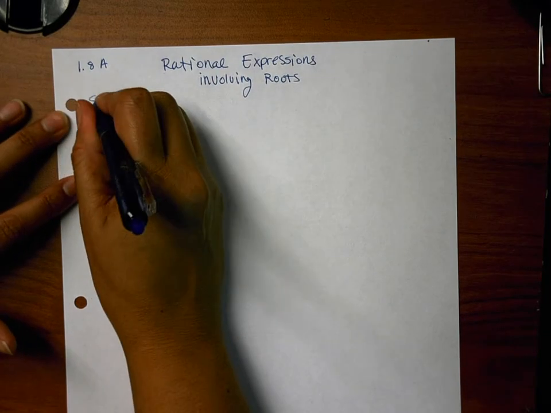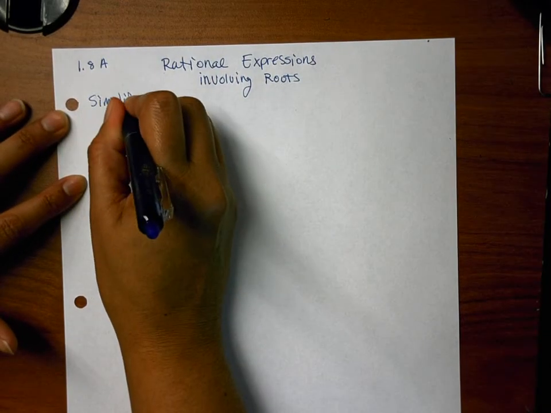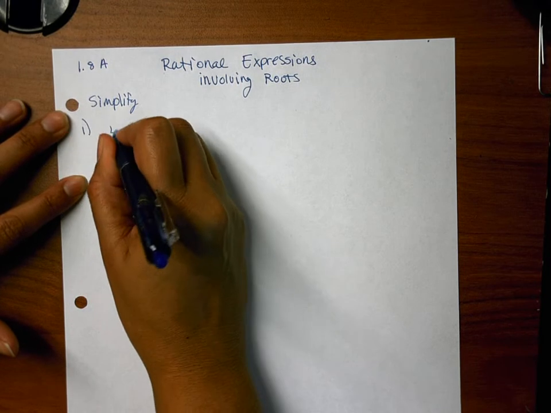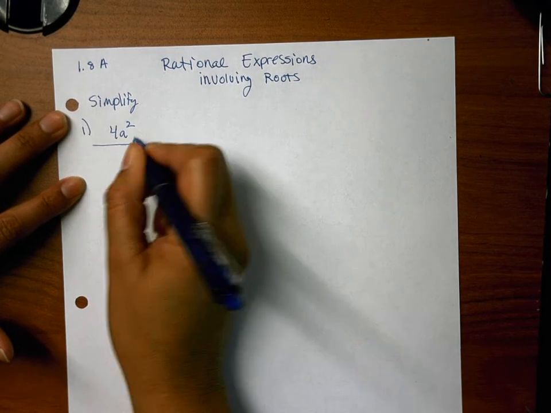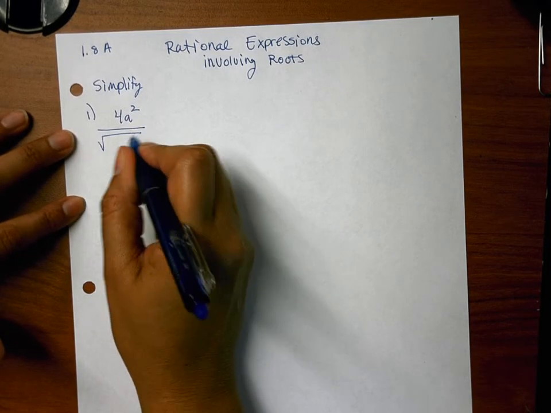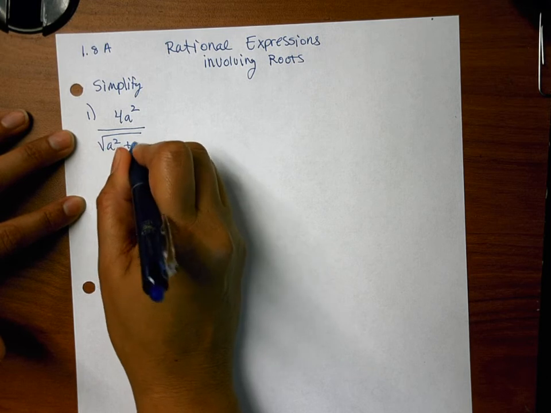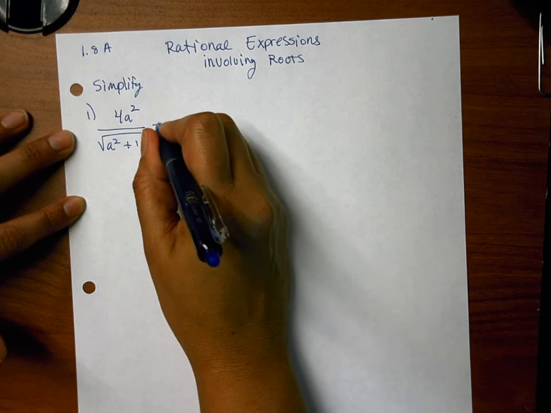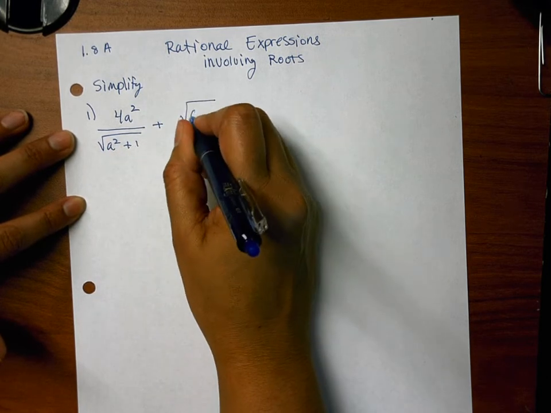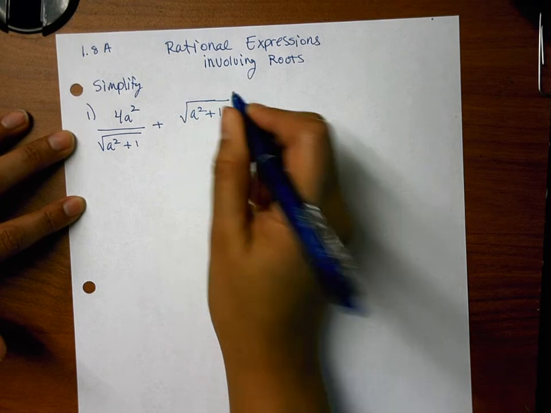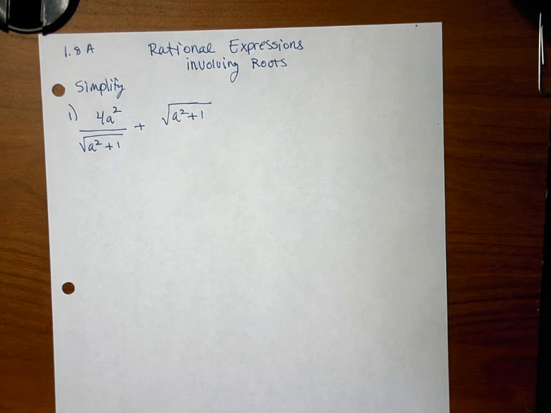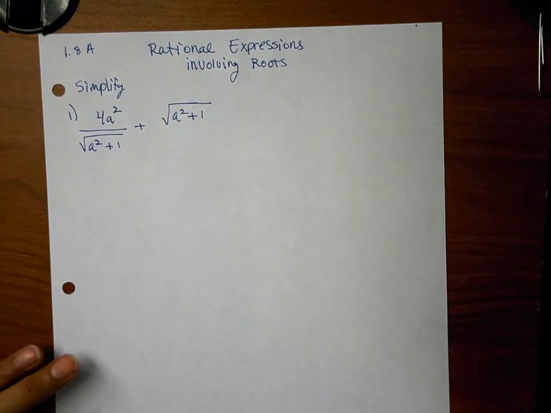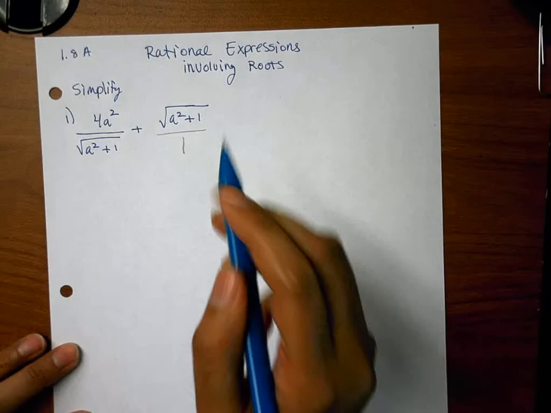All right, simplify. Number 1: 4a squared over the square root of a squared plus 1, plus the square root of a squared plus 1. All right, a few things to talk about. First off, this is a fraction over 1.